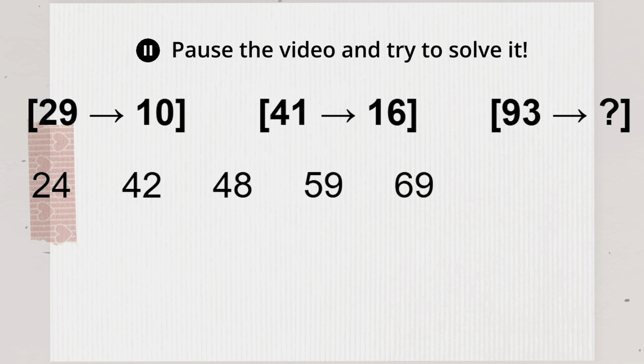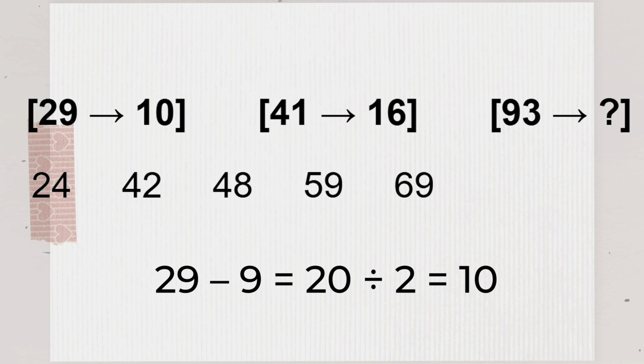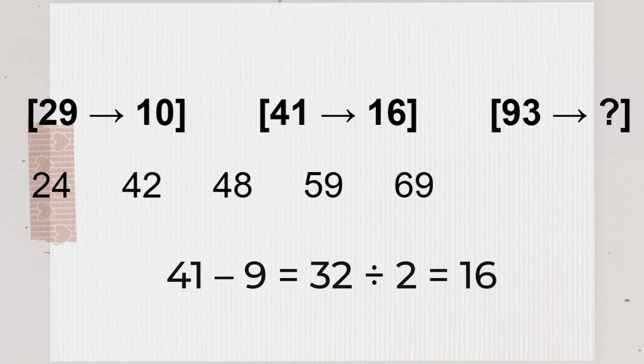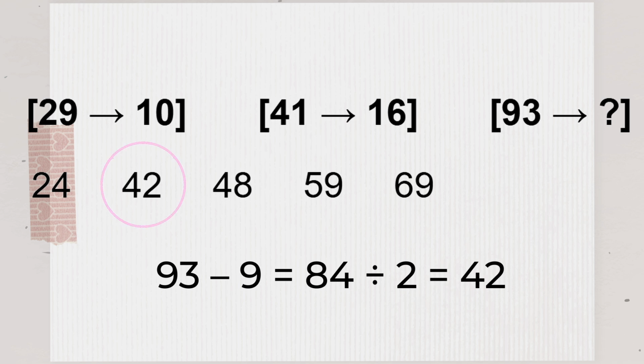Look for the pattern in the first series of numbers. We get from 29 to 10 by subtracting 9 first, then dividing by 2. Likewise, we get from 41 to 16 by using the same pattern. The next series of numbers should follow the same pattern. So, the correct answer is 42.